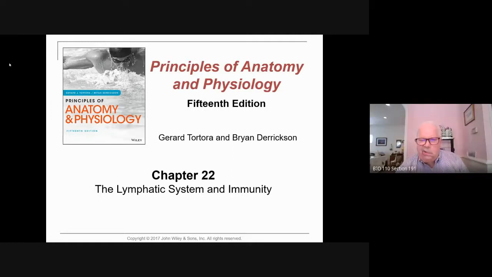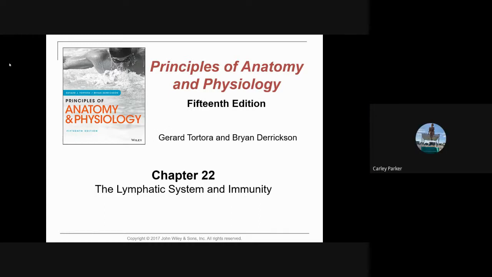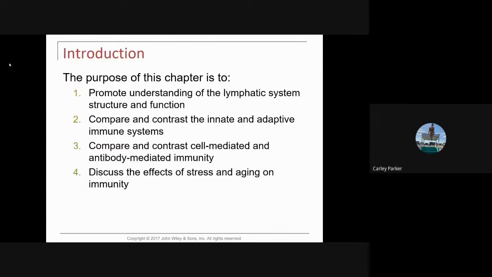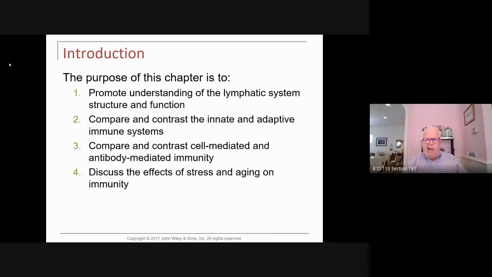Chapter 22, the lymphatic system and immunity. The purpose of this chapter is to understand the structure and function of the lymphatic system, to compare innate and adaptive immune systems, and to compare cell-mediated and antibody immunity, and to briefly discuss aging and stress.